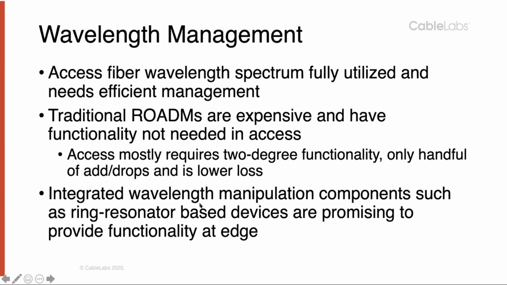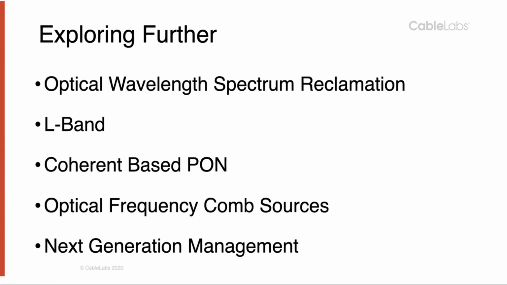And if you use integrated components like ring resonator-based devices, it becomes now a promising tool for introducing this functionality of wavelength manipulation at the edge. So to explore further, as we replace all these maybe lower efficiency signals like analog optics or IMDD that we have in cable with coherent optics, in essence, you are reclaiming your spectrum. You're making more optical spectrum available, so you can use it for other purposes.